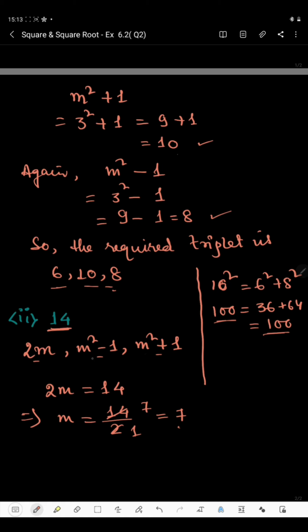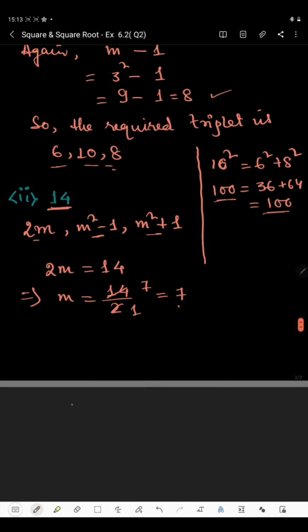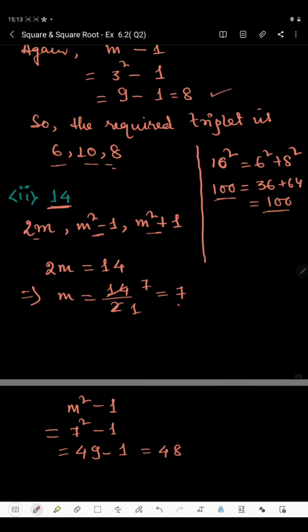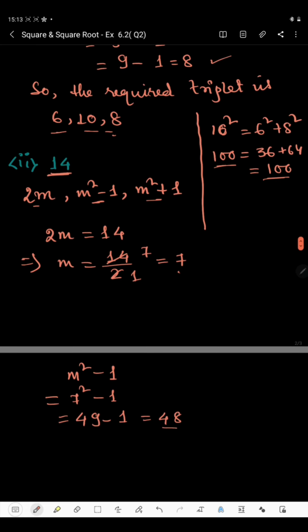Now we will have to put the value of m in the second and third members to get the value of the second and third. So our next member is m square minus 1. Here we'll just put the value of m, which is 7. 7 square minus 1: 7 square means 49, minus 1 is 48. So here the second member is 48.